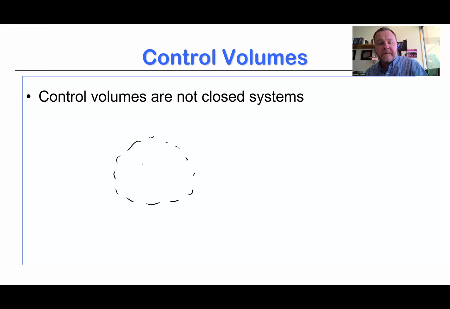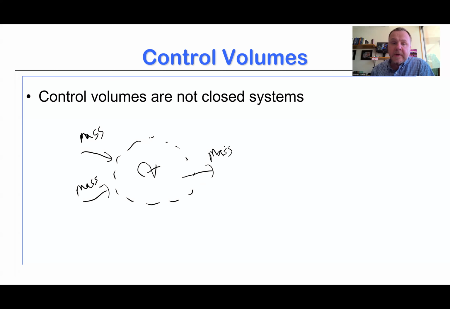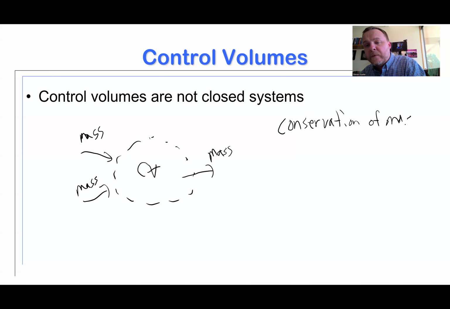So we mentioned this right up front. If I've got a control volume, that means I've got mass coming into maybe multiple places and most likely mass also going out. Okay. Now, what we find is that the conservation of mass for a control volume like this is going to look like this.